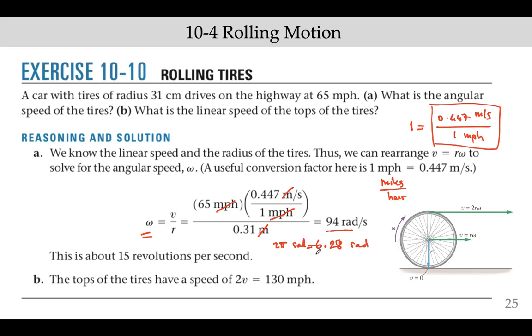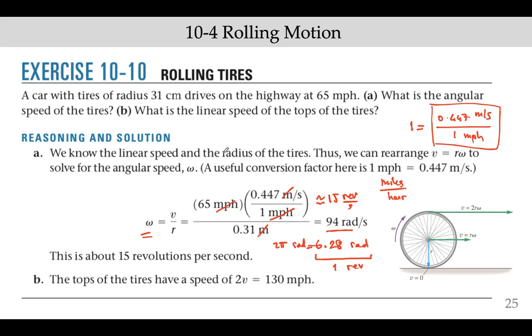And this is how many revolutions? This is like 1 rev, because 1 rev is 2 pi, 1 full motion. So if you divide this number, 94, by 6.28, it makes approximately 15 revolutions per second. So you can also rewrite it as approximately 15 rev per second, if you want to convert it.